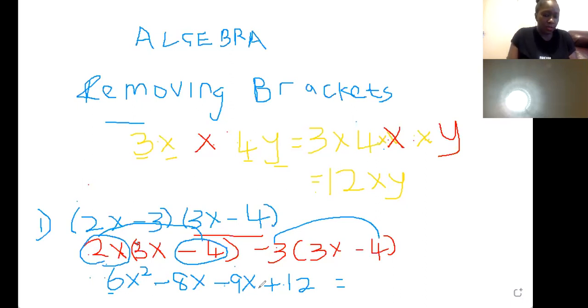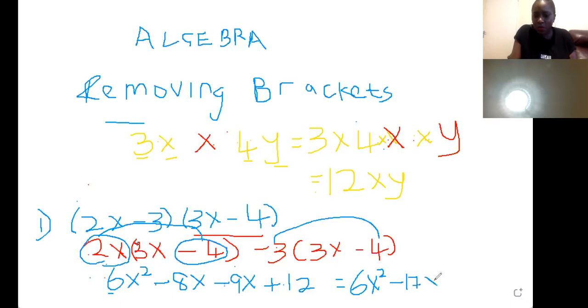Perfect. So put that in your calculator, minus 8 minus 9. What's the answer for that? Minus 17. So it becomes minus 17 what? X. Perfect. So now your answer will be 6x squared, right? Yeah. So tell me what to write next. Minus 17x plus 12. So that's easy.